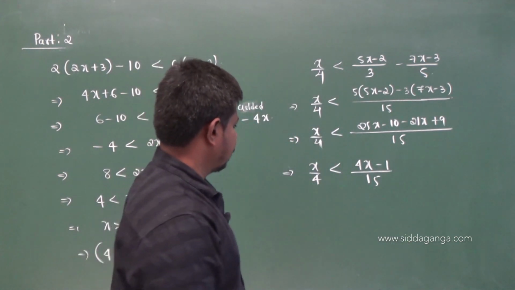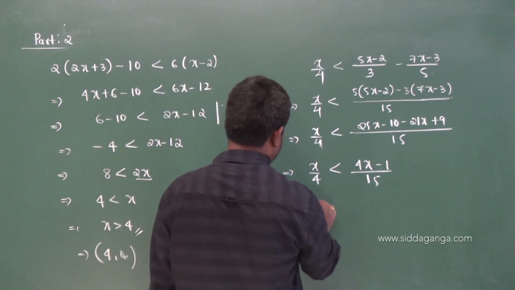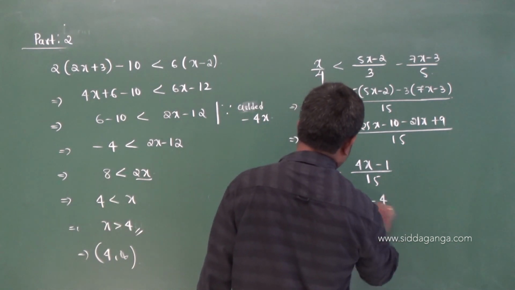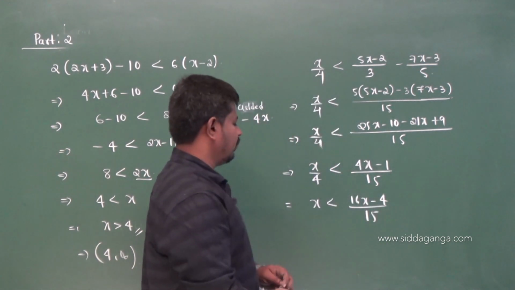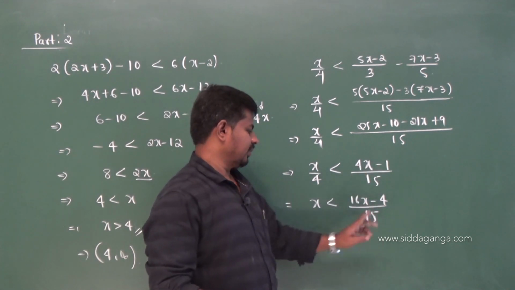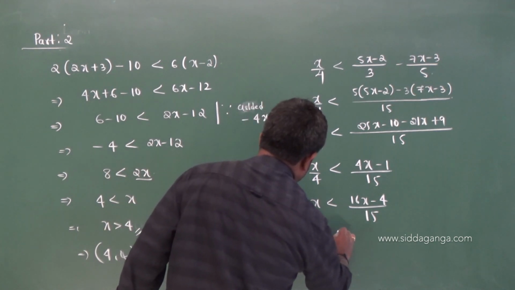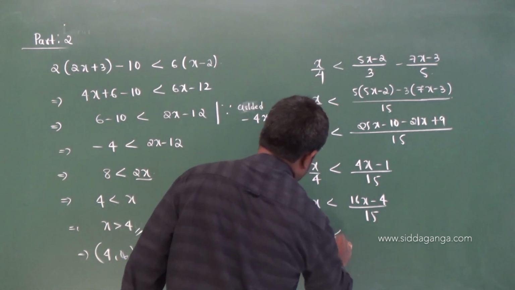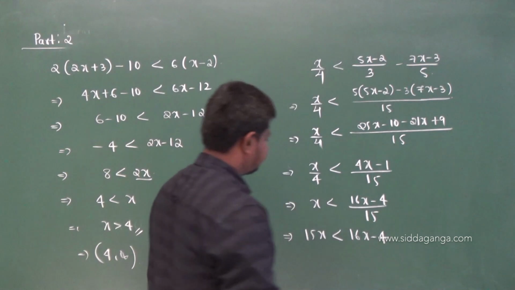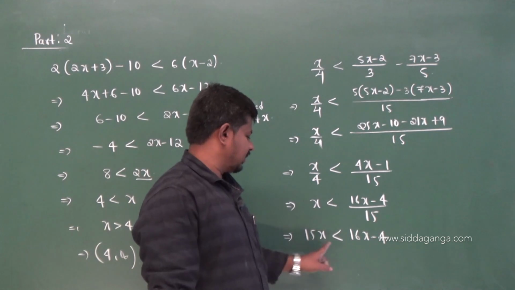Okay. Now we have 4 and 15, so let's multiply by 4 on both sides. So what do you get? x is less than 4 into 4 is 16x minus 4 by 15. Multiplied by 4 on both sides, the 4 gets cancelled here, 4 into 4 is 16x. Again multiply by 15 on both sides. So 15x is less than, the 15 gets cancelled, you get 16x minus 4, right? Multiplied by 15 on both sides.